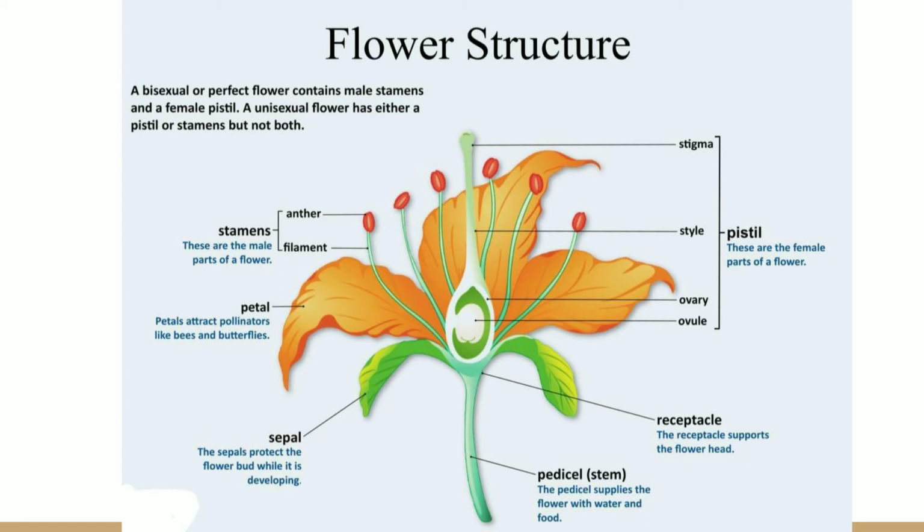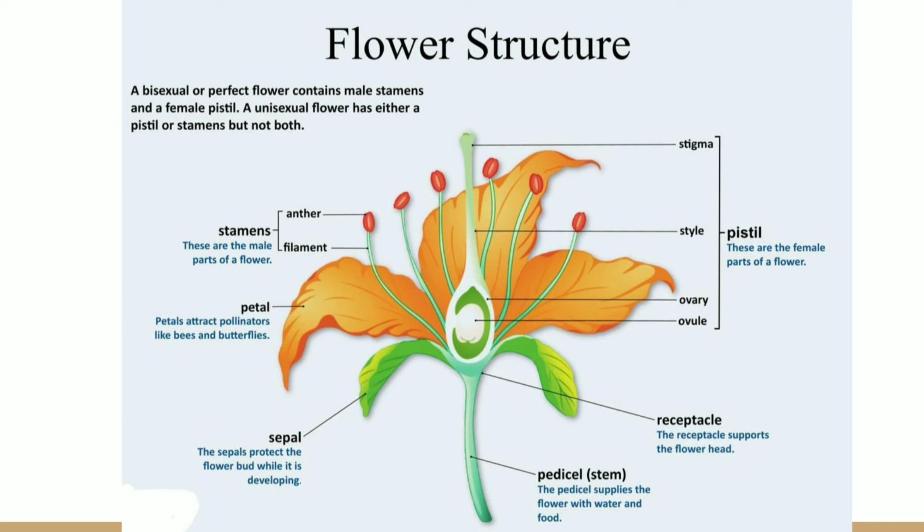Calyx consists of sepals and corolla consists of petals. In this way, there are four whorls present in a typical flower: androecium, gynoecium, calyx, and corolla. If any flower contains all four types of whorls, then the flower is called a perfect flower. One by one, we will see each and every whorl in detail.